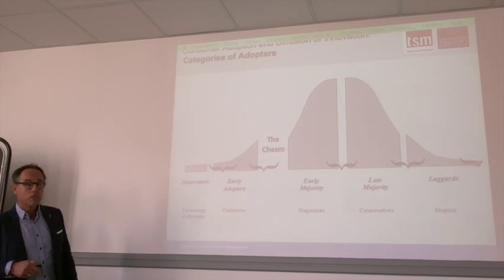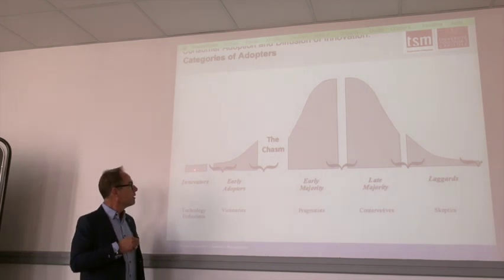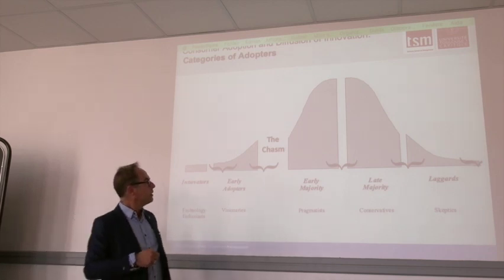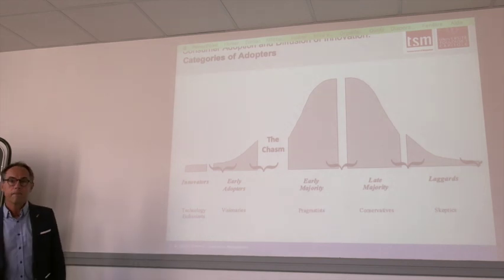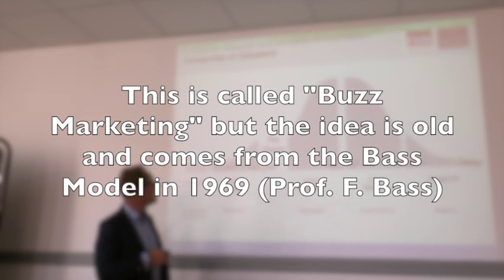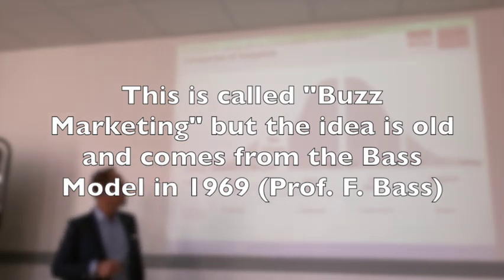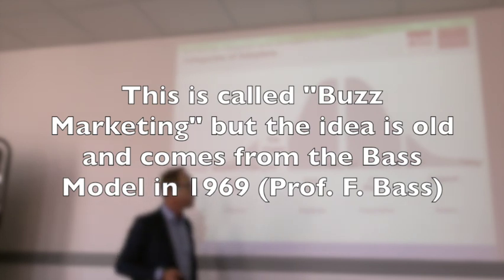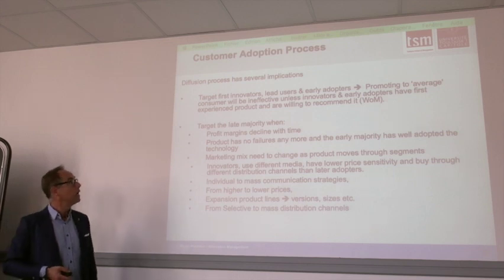The communication between the different target groups is what we call today buzz marketing. It's nothing else than the different target groups that talk about innovation and convince the other target group successively about adopting these innovations. As always in marketing, old things are packaged with new words. Today it's called buzz marketing, but it comes finally from a very old product adoption model invented by Frank Bass in 1969. This has more important implications for marketing.